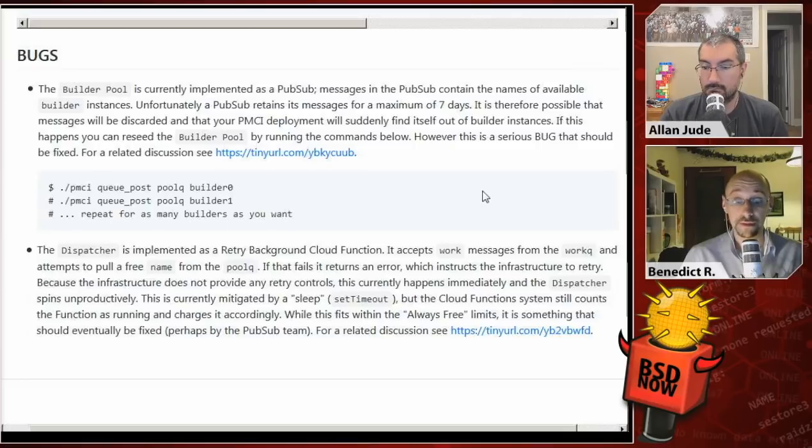The dispatcher is implemented as a retry background cloud function. It accepts work messages from the work queue and attempts to pull a free name from the pool queue. If that fails, it returns an error which instructs the infrastructure to retry. Because the infrastructure does not provide a retry control, that currently happens instantly, and the dispatcher spins unproductively around in nowhere. This is currently mitigated by a sleep or a set timeout, but the cloud function system still counts the function as running and charges it accordingly. While this fits within the always free limits, it's something that should eventually be fixed, perhaps by the Pub/Sub team. And there's also a related discussion for that one.